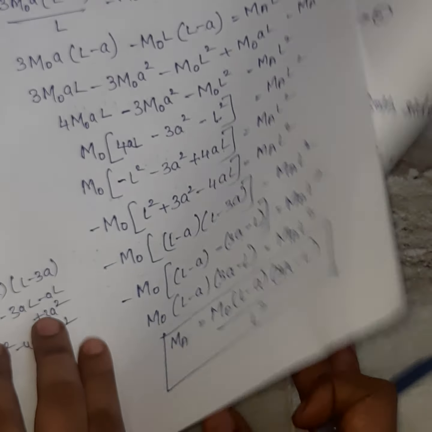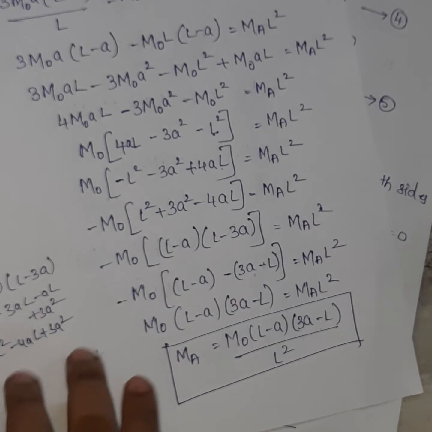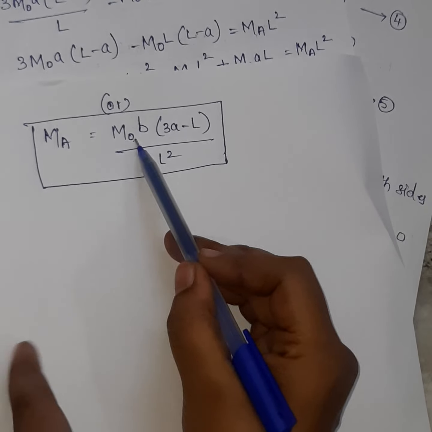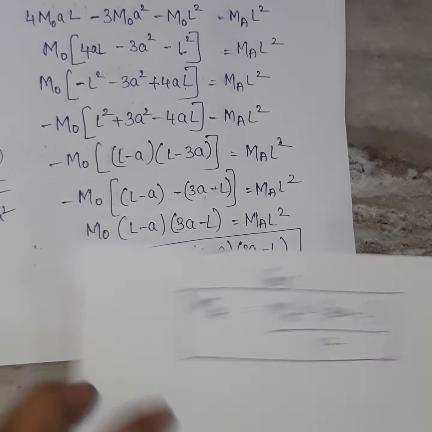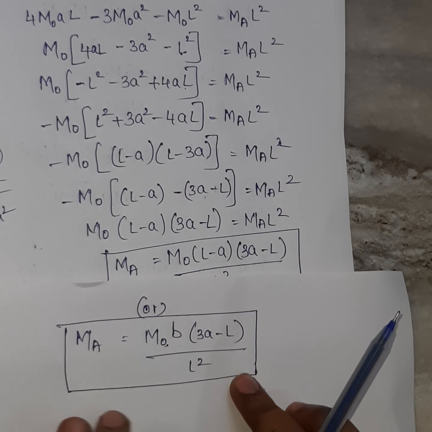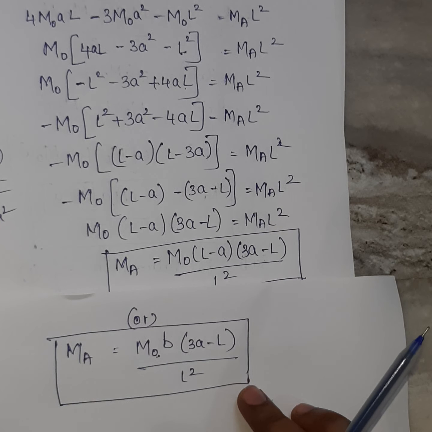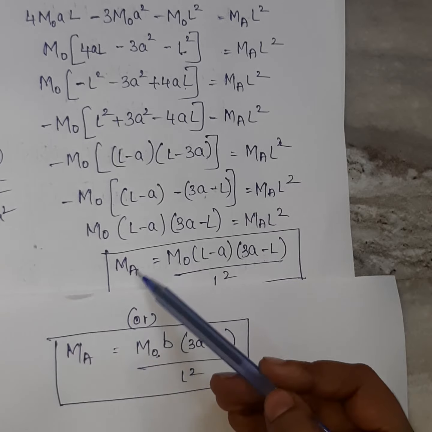So I have written it like this, M naught b, just substituting the value L minus a for b. In some textbooks it is written directly like this, so don't be confused. So I have got the moment at A. Now I need to calculate the moment at B also.